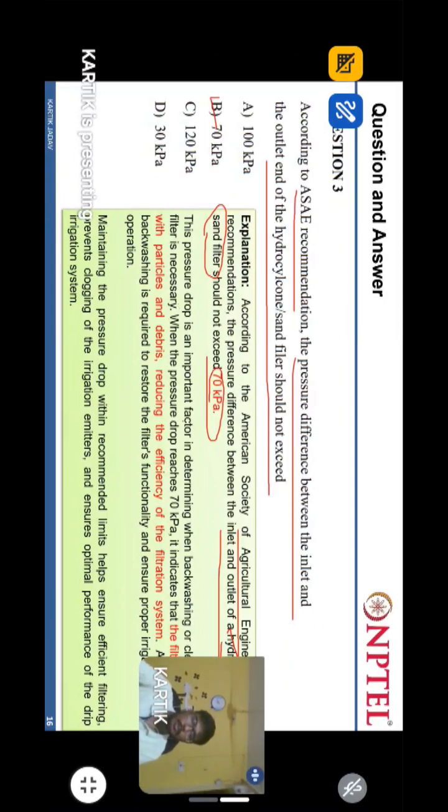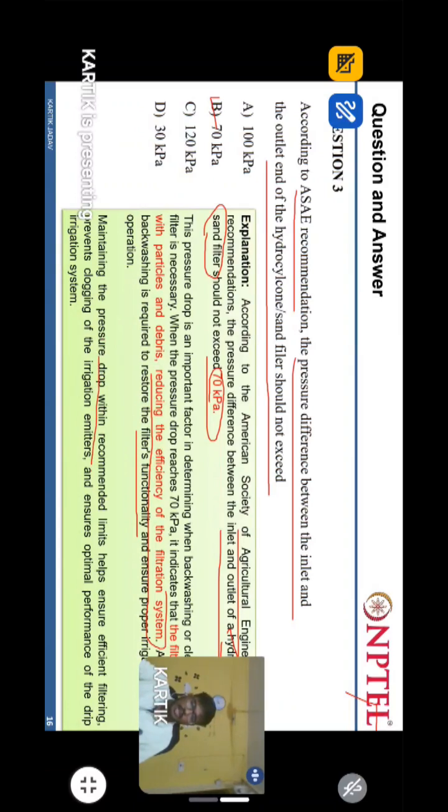This pressure drop is an important factor in determining when backwashing or cleaning of the filter is necessary. So when the pressure drop reaches 70 kilopascal, meaning the pressure difference is above 70 kilopascal, it indicates that the filter is clogged with particles and debris, which reduces the efficiency of the filtration system. At this point, we must backwash the filtration system to restore the filter's functionality and ensure proper operation of the irrigation system.